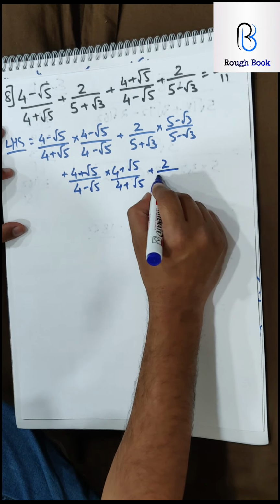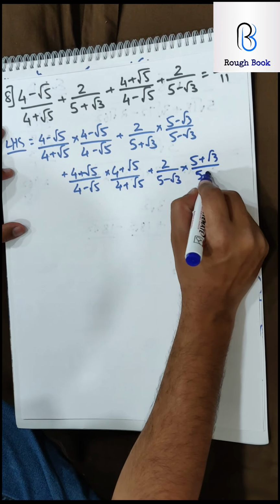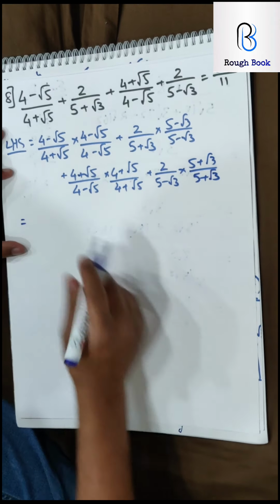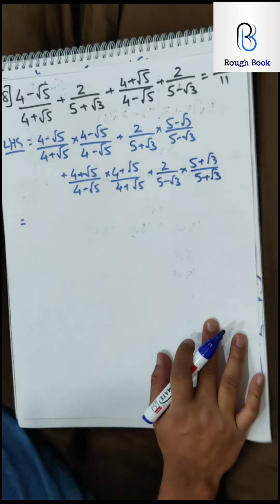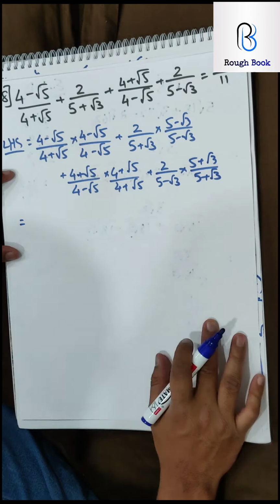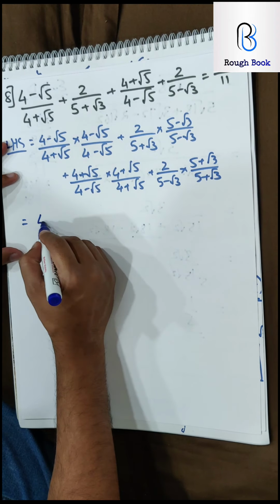And then the final part. If you don't know anything, just write the rationalizing part. Only writing the rationalizing part will help you to get 1 mark straight away. Now, the numerator here is the same.